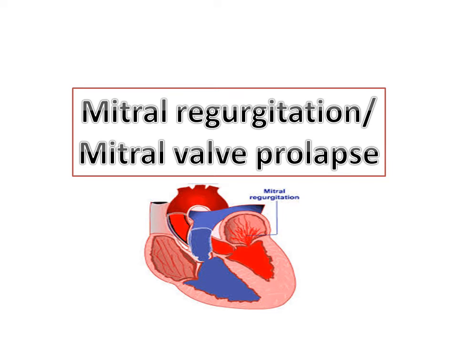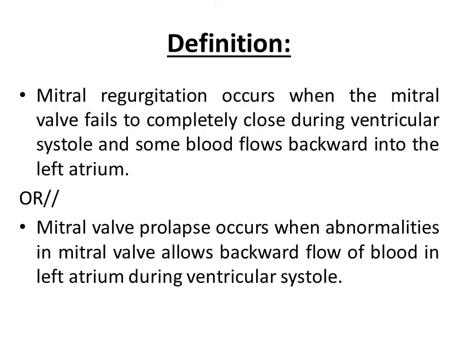Now we start with the mitral regurgitation. It is also called mitral valve prolapse. Now definition of mitral regurgitation: it occurs when the mitral valve fails to completely close during ventricular systole and some blood flows backward into the left atrium. Another definition: mitral valve prolapse occurs when abnormalities in a mitral valve allow backward flow of blood into the left atrium during ventricular systole. Okay.